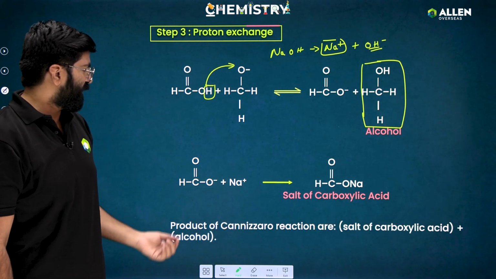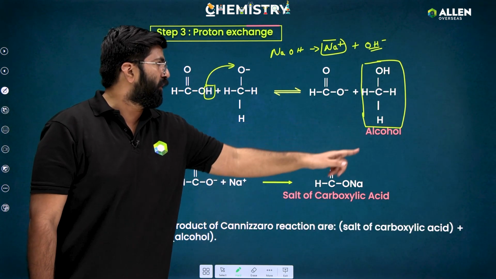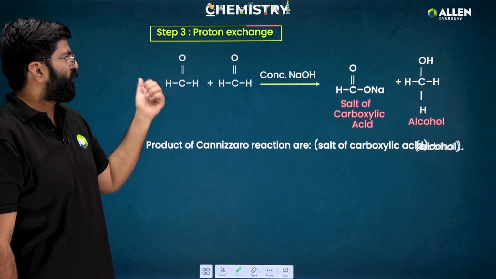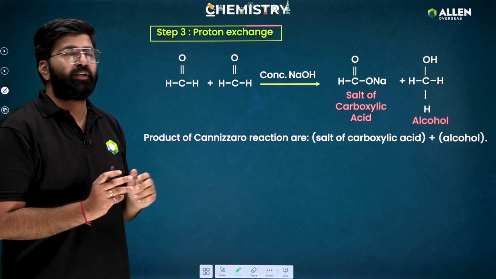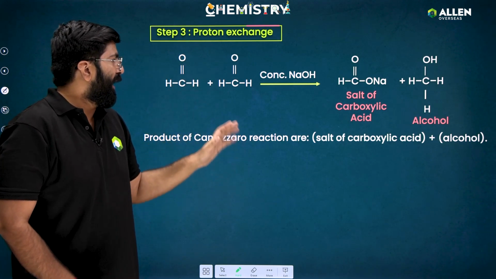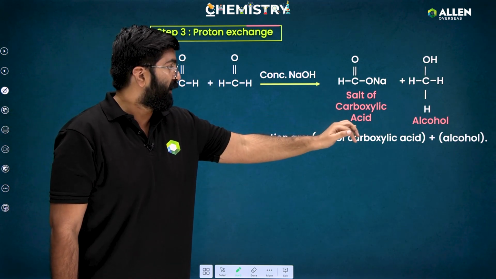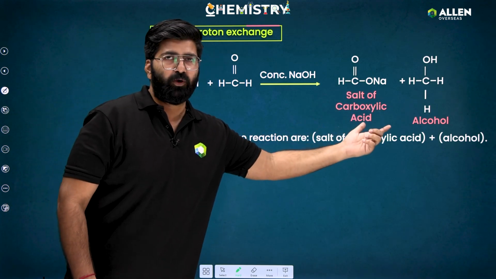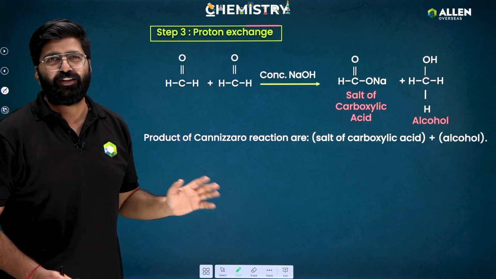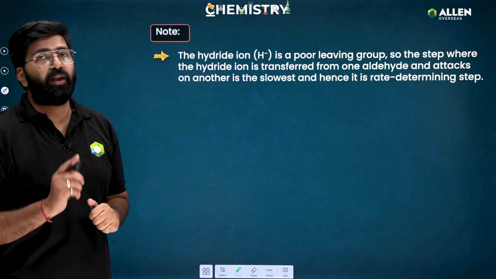So in short, I can say the products of your Cannizzaro reaction are the salt of your carboxylic acid and your alcohol. So the first reaction which we wrote is true, and now we understood its mechanism also: how the Cannizzaro reaction mechanism works, how the products are the salt of your carboxylic acid and the alcohol, and how actually we are going to get these 2 products. We have understood its mechanism in detail. So now let's see a few important note points which are very important.